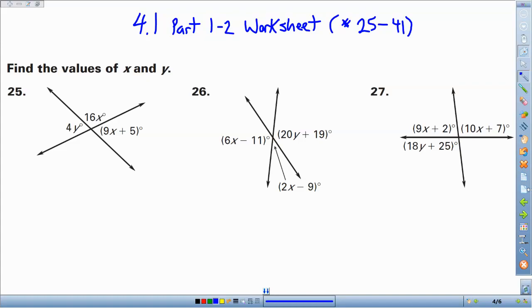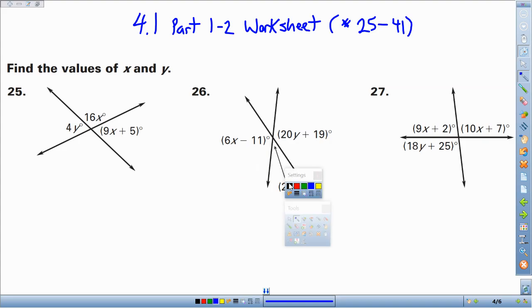All right, everybody. So we are looking at the second half of this worksheet. Yesterday you did numbers 1 through 24, and today we're going to do 25 through 41. Again, I'm going to go through this with you a bit and try out some problems, and then you can always ask me questions on the Google Meet if you need to.